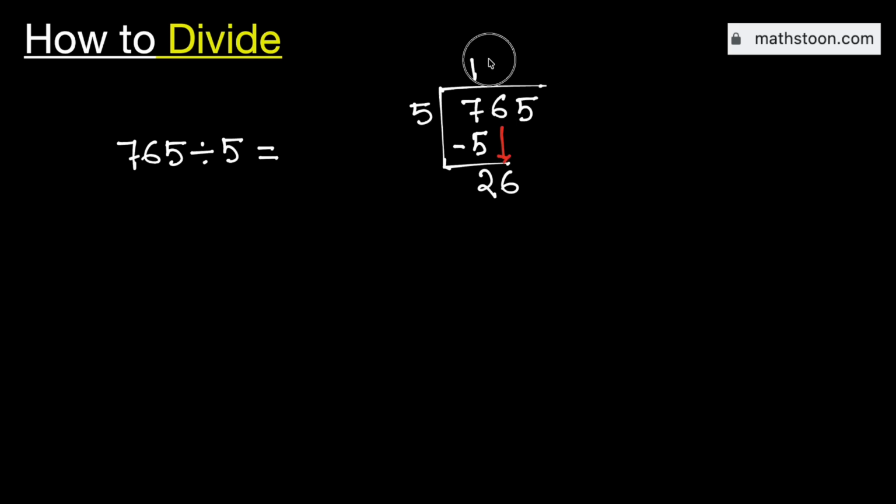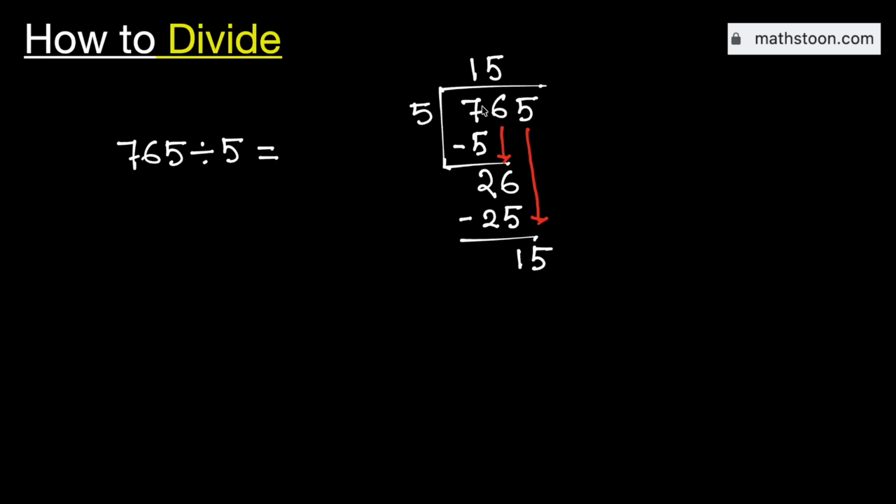And we know that 5 times 5 is 25, and 25 is closer to 26. Subtract, we get 1. Again, this 1 is less than 5. That is why we will bring down this 5 here.